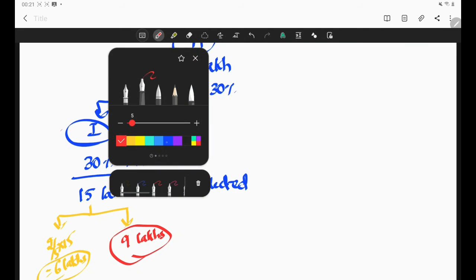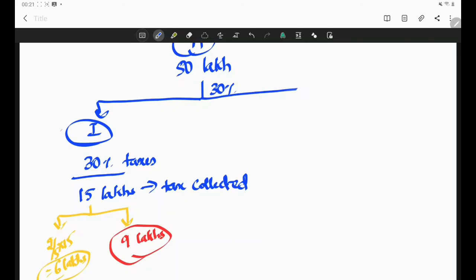So let's take another scenario where government, instead of charging entire 30% as taxes, will charge 20% as tax and remaining 10% as surcharge.